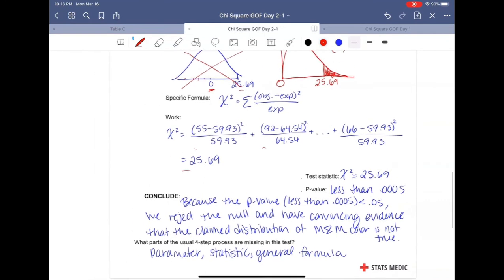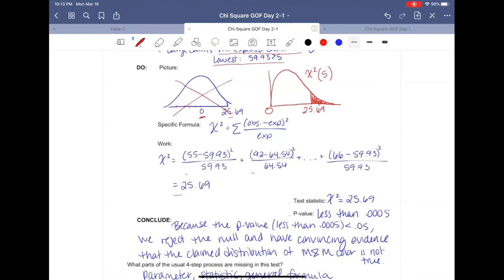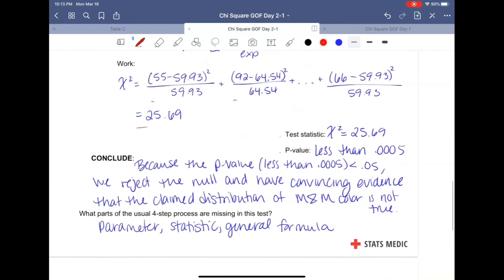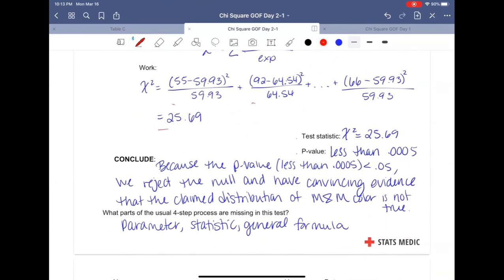So in the do portion of your chi-squared test, we're looking for a picture, specific formula, all of your work, and then your answer essentially, so your test statistic and your p-value. And then I've just listed my conclusion again that we already wrote on the last page.